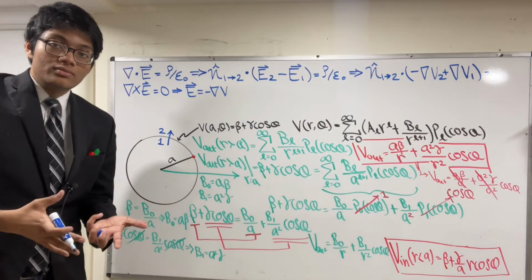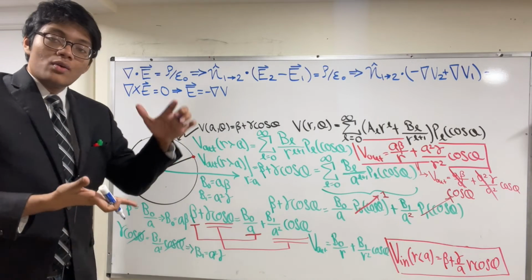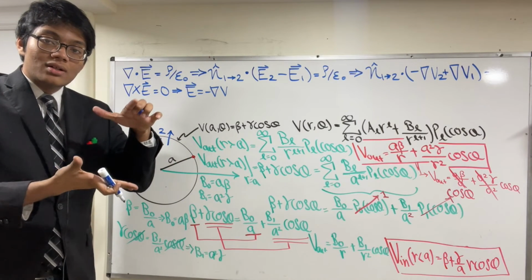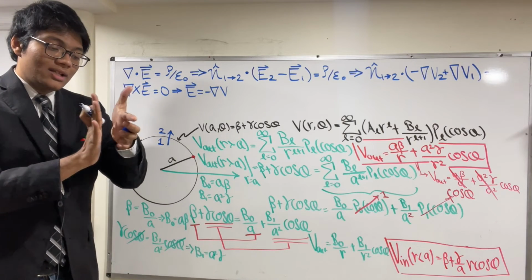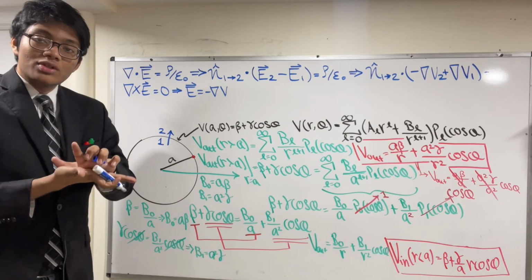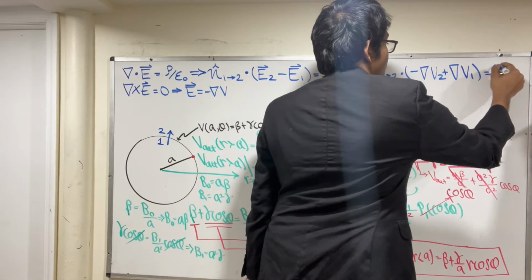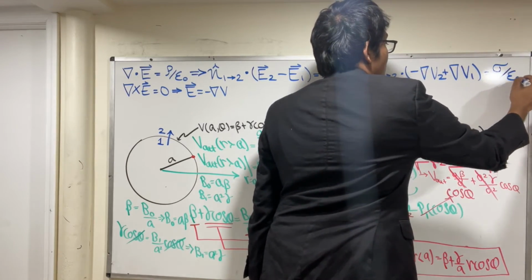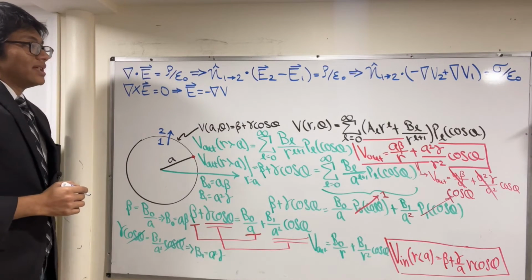Not the volume charge density, but the surface charge density. Why is that? Well, as we shrink our enclosing Gaussian surface into a very small box, only those charges that are on the surface will be left. And so we're going to have the surface charge density over epsilon naught. And so what will this give us?